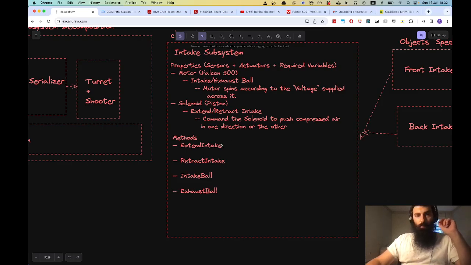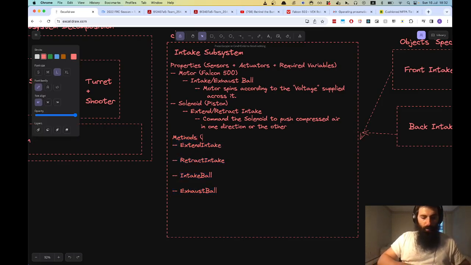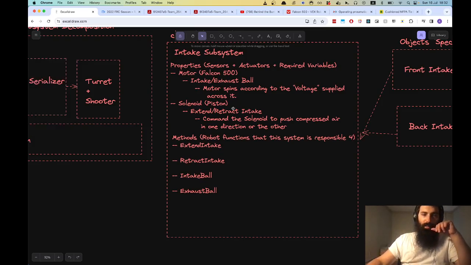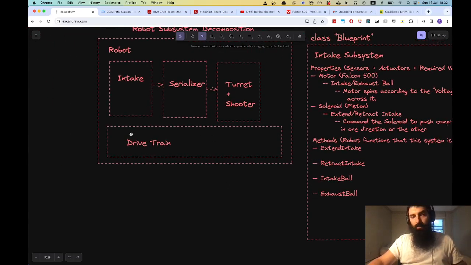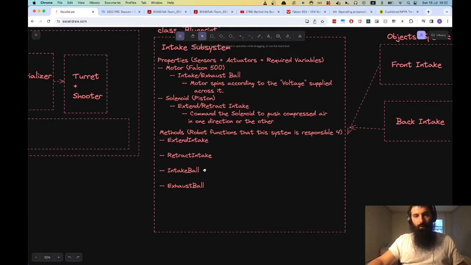Okay, so the methods that this subsystem should have inside of it are robot functions that the system is responsible for. This intake subsystem should know nothing about the functions of another subsystem. For example, a drivetrain. It doesn't need to know about that. It needs to know extend, retract the intake, and intake or exhaust the ball.